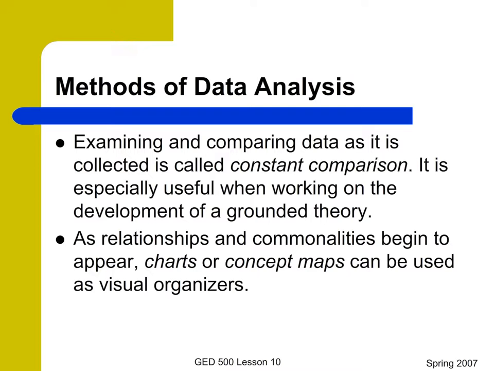So one way of analyzing data is you can use what's called a constant comparison method. So it's comparing data as it's collected, and it's especially useful when you're using grounded theory, where you're trying to create a theory. But you're looking at things where you compare across. So, as relationships and commonalities begin to appear, you can start using graphic organizers or charts. There's also a series of really cool software that's available if you decide to use something more high tech for this. But really, you can just use a highlighter and start making your own little buckets for different themes. So that's kind of how qualitative is set up.